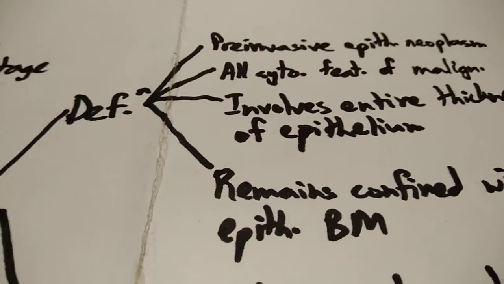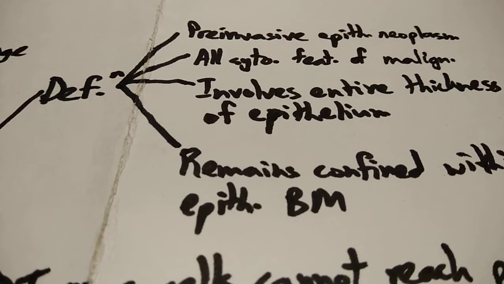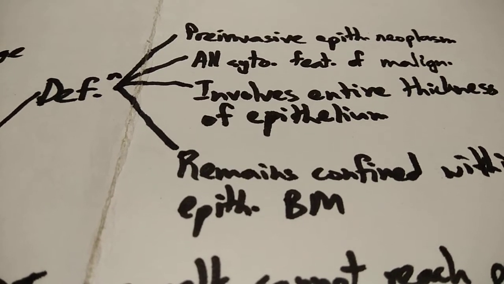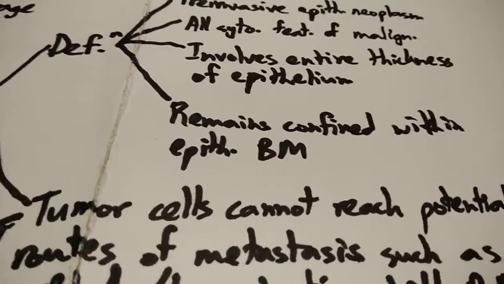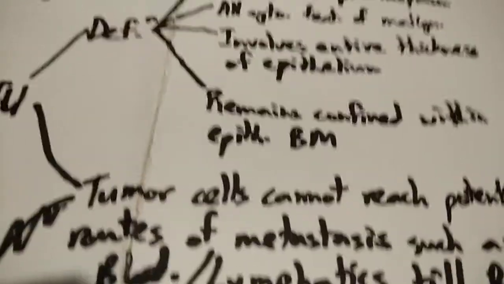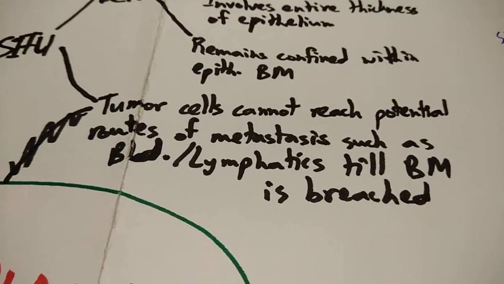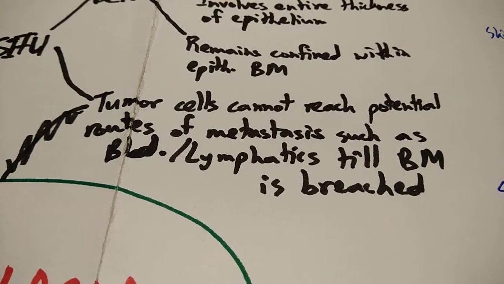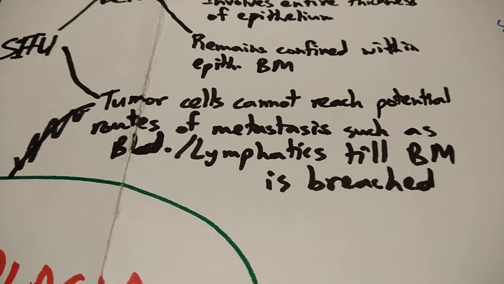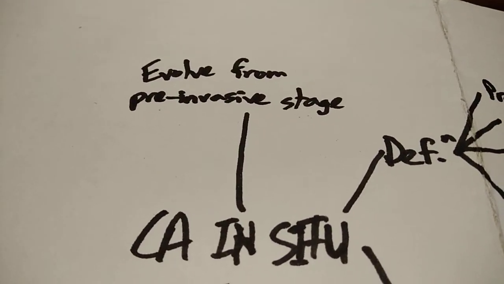Carcinoma in situ. It's basically a pre-invasive epithelial neoplasm, which shows all the cytological features of malignancies and involves the entire thickness of epithelium and it remains confined within the epithelial basement membrane. Alright? So now, tumor cells cannot reach the potential routes of metastasis, such as the blood or lymphatics, until the basement membrane is breached. Alright?